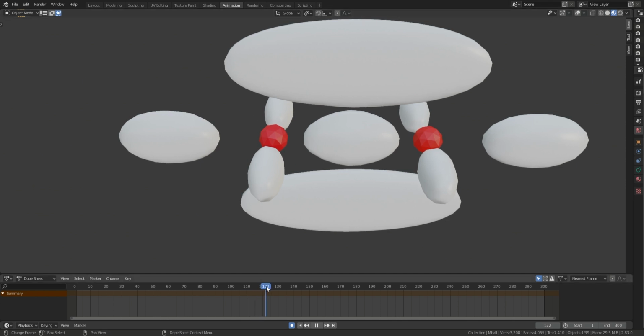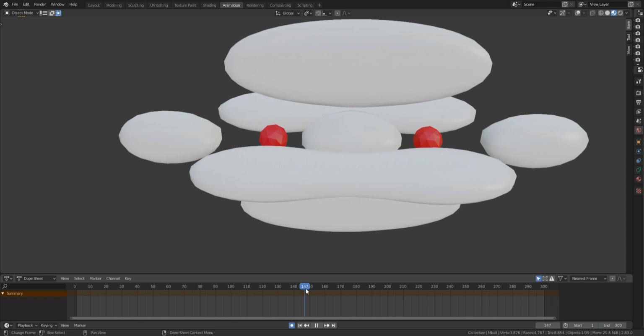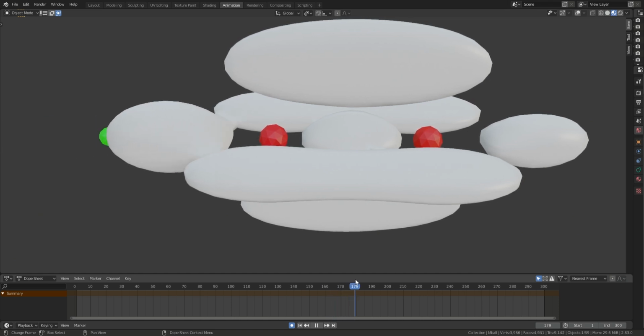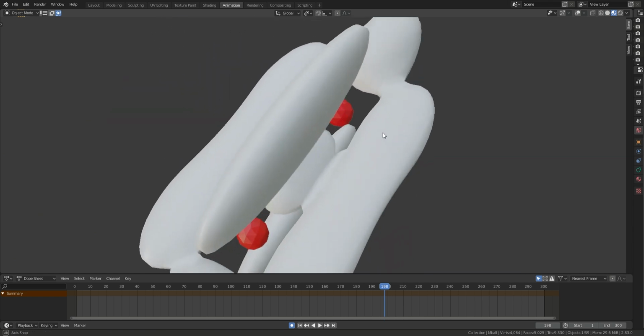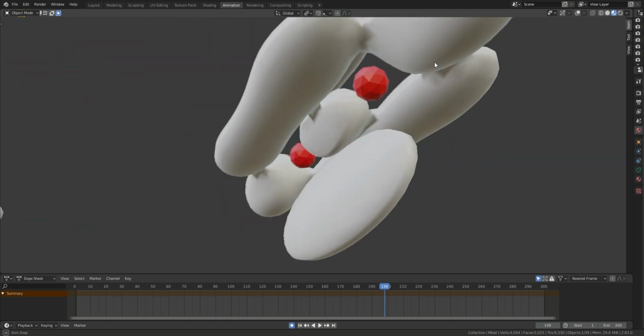Let's add another pi bond. Just like that. And then let's add our hydrogens. Another sigma, another sigma. So we've got this carbon atom with two sigma bonds and two pi bonds. I'll scroll around so you can kind of see what that looks like in 3D.